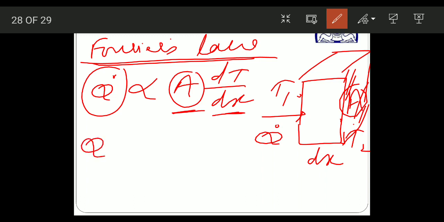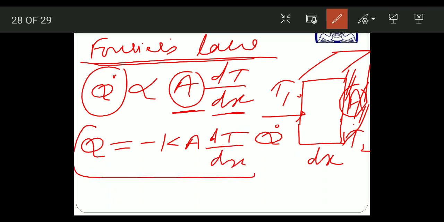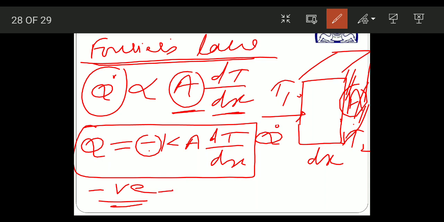So if you remove the proportionality sign, then this can be written as Q dot is equal to minus K into A into dT by dx. So this is the Fourier's law of heat conduction. Now why is this negative sign incorporated in Fourier's law? The negative sign is there because, first thing, heat is transferred from higher temperature to lower temperature.